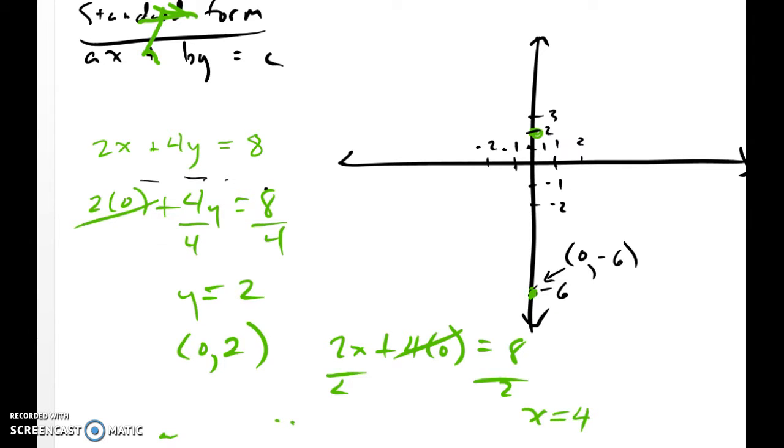When y is 0, x is equal to 4. So our x-intercept is 4, 0. Now we can plot our x-intercept at 4, 0. And now we can connect our dots, and we just found our line. So that's how to graph in standard form. In standard form, the main reason why it's convenient is because it's very easy to find your x and your y-intercept.